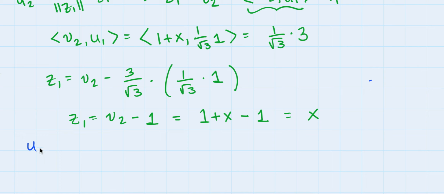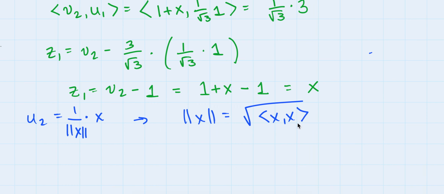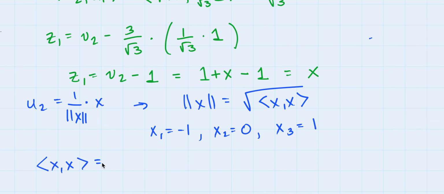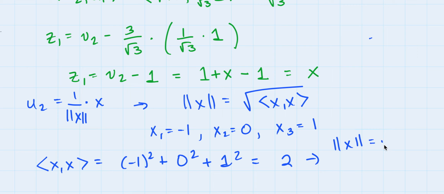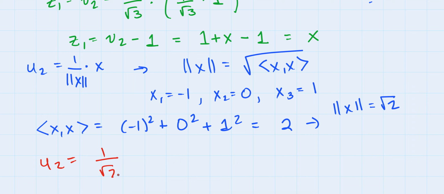And then to find u2, we need to take x and multiply by 1 over the length of x. All right, let's figure out the length. The length of x is the square root of the inner product of x with itself. We need to plug in those 3 values into x. Remember that our 3 values are x1 is -1, x2 is 0, and x3 is 1. And if we plug them in x, we just get exactly what we see here. So the inner product of x with itself is -1 squared plus 0 squared plus 1 squared. So we end up with 2. And the length of x is root 2, because we have to take the square root of this. So now we have figured out what u2 is. u2 is 1 over the square root of 2 times x.